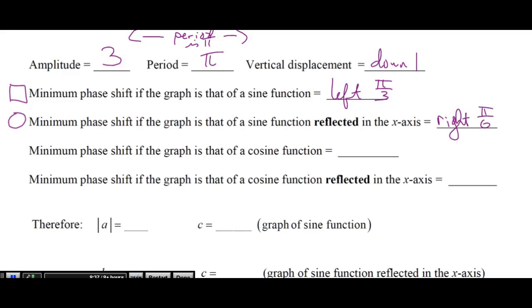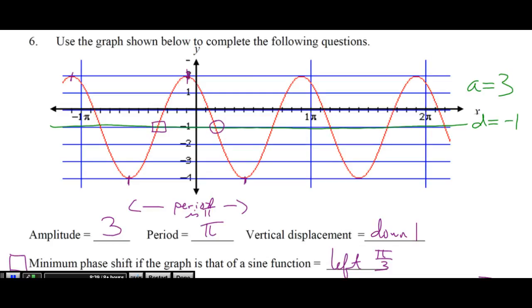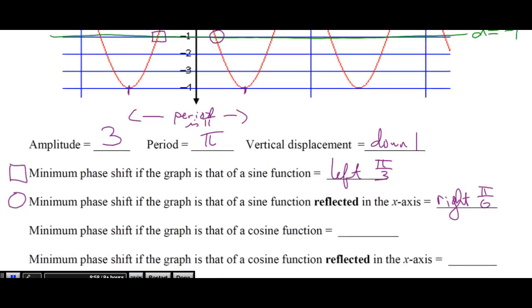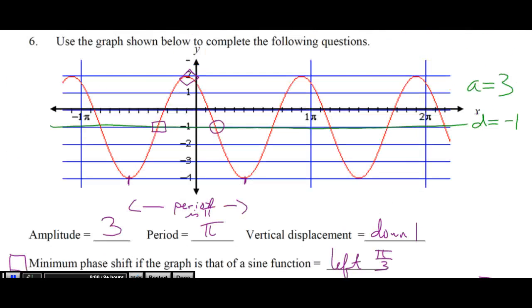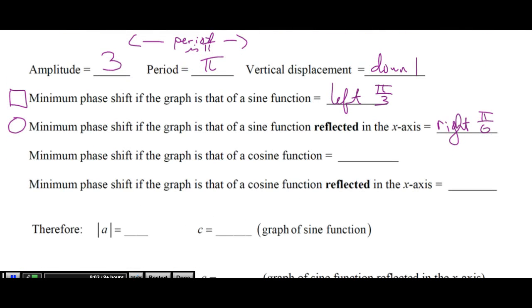Minimum phase shift of the graph is that of a cosine function. Where does a cosine function start? Maximum. Maximum. So it's here. Okay, how shall we indicate it? Let's do a diamond. And what is that? Left pi over 12. Left pi over 12.